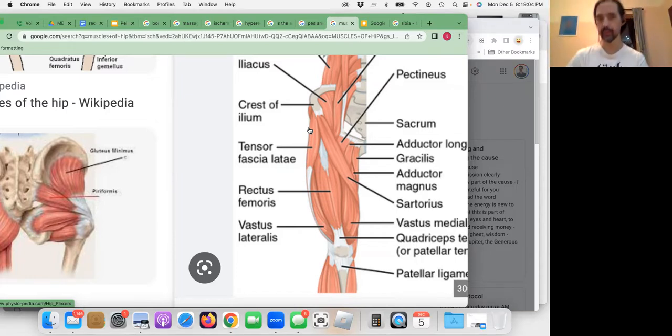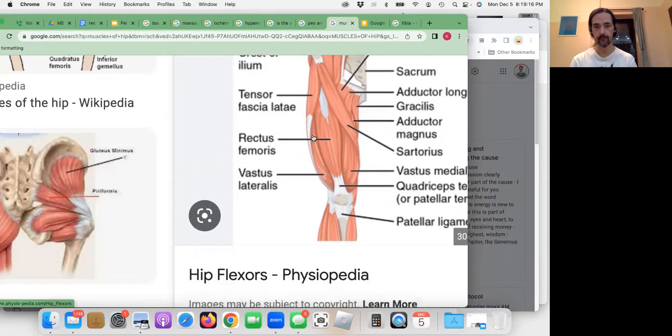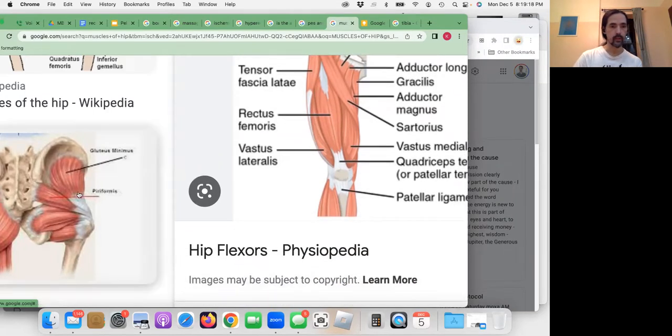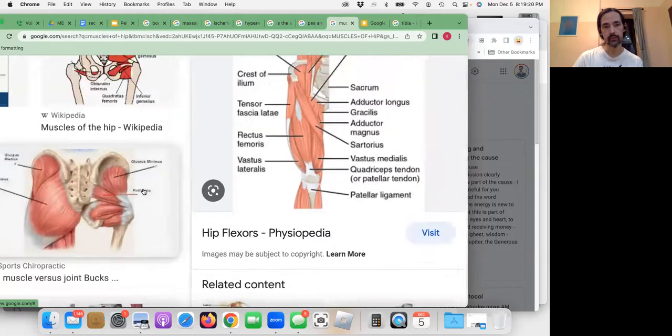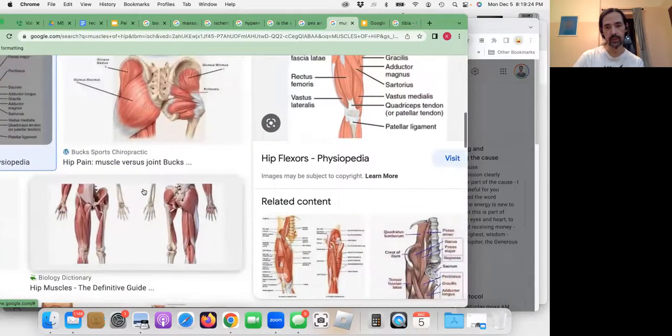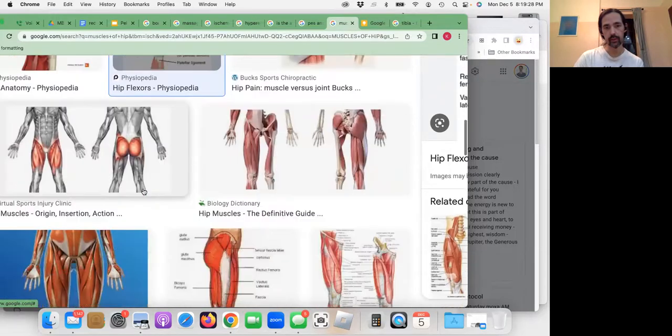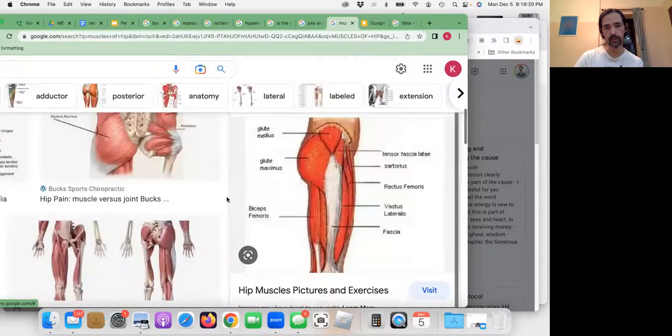It has two trigger points, which we'll look at in a little bit. Tensor fascia lata, they've drawn it very big. It's not really that big. And then if we look around to the back, to the side and the back, we find the muscles of what I think of as the true hip. Let's start here.